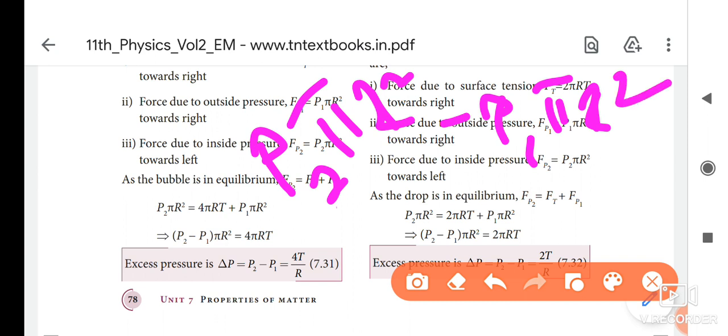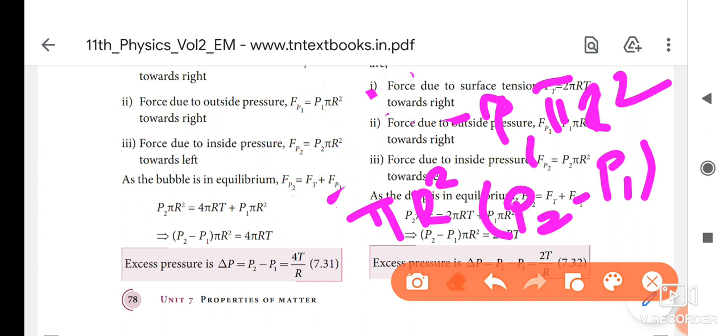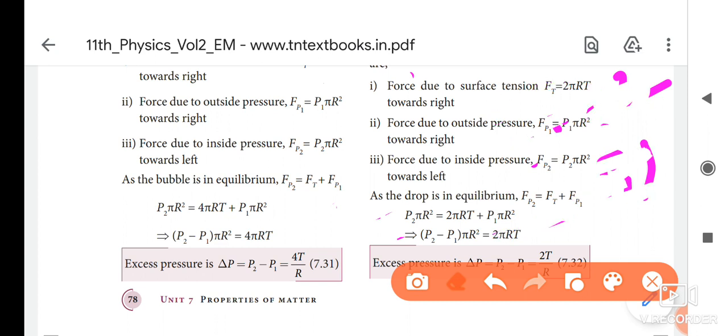What is the common term? Pi r squared is the common term, so I take pi r squared common. The remaining term is P2 minus P1, which is equal to 4 pi rT. So this is the excess pressure. What is the excess pressure? Excess pressure is denoted as delta P, which is equal to P2 minus P1.